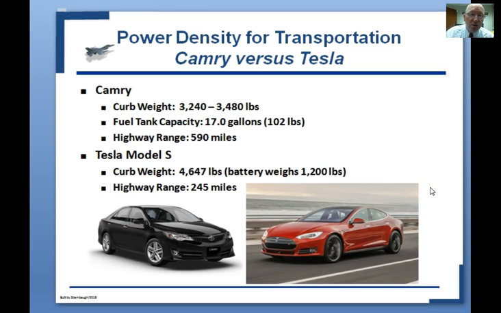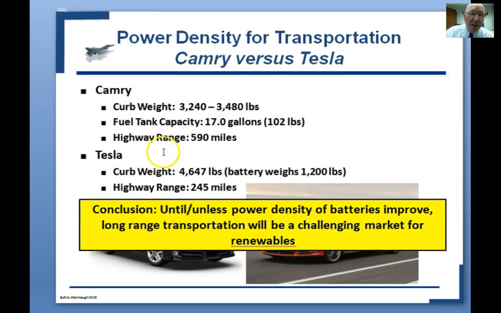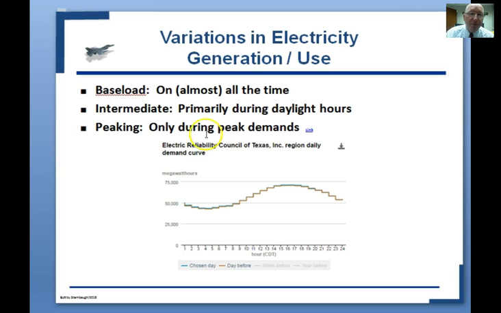Then we looked at this issue of power density, and we said transportation is a tough market simply because they don't have the power density that allows the longer ranges, or they carry a very heavy weight penalty.